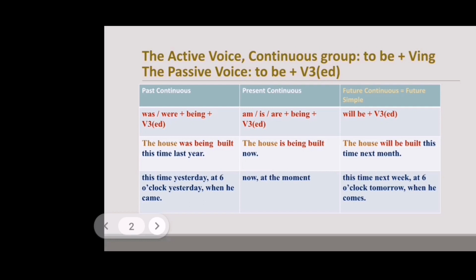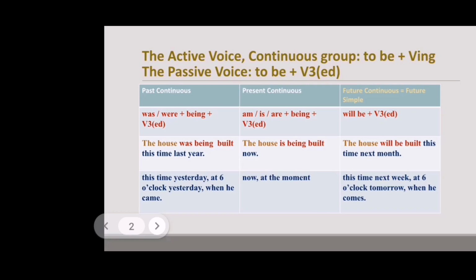Let's do the same for present continuous. To be in present, am, is, are, to be in ing form, being, plus the main verb in the third form. The house is being built now. We state the moment at present with words like now or at the moment. And there is no special structure for future continuous.